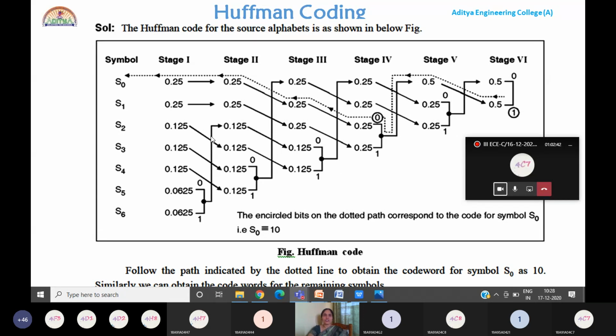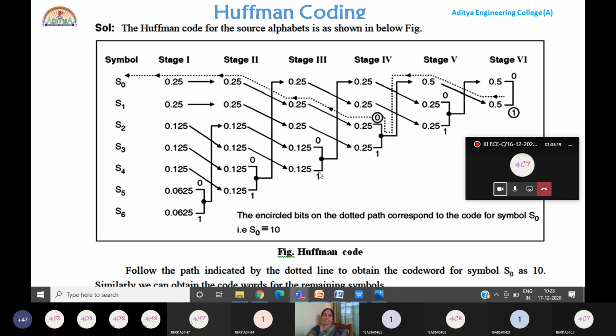The direction of the varying probability, or the direction of the corresponding symbol, the path should be identified clearly. Next, we combined 0.125 and 0.125 in stage 2, and this moves to the higher position, 0.25. So S0 will move down, S1 will also move down, S2 will move down, S3 will move down, and S4, S5 are already added. There is no need, as it is already combined and moved to the higher position.